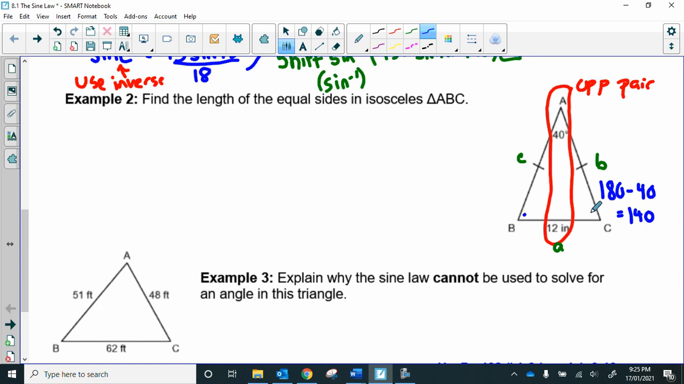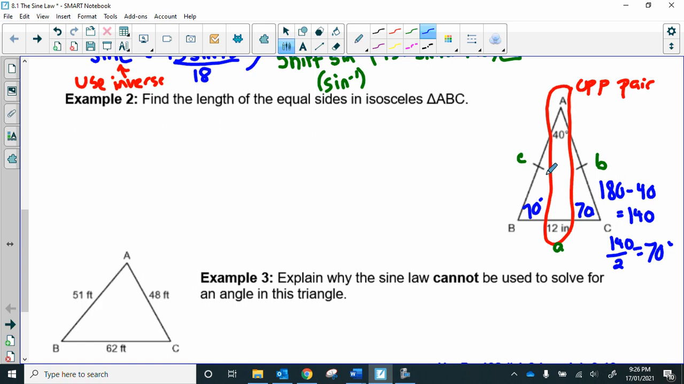I know B plus C has to equal 140, and B and C are the same because that's an isosceles. So if I take 140 and split that in half, between the two angles, we actually get 70. So both of those are 70 degrees. Kind of looks like a decimal 70, doesn't it? There we go.